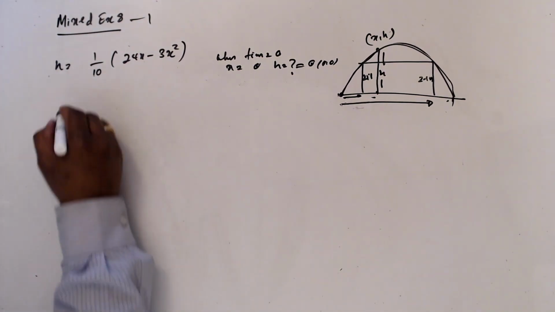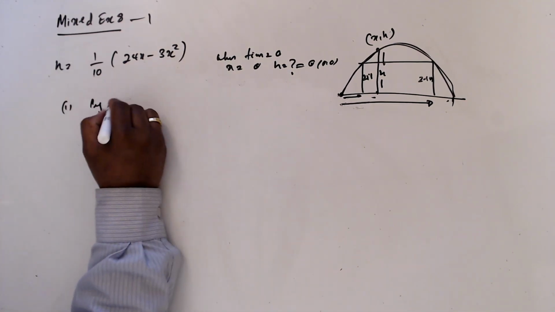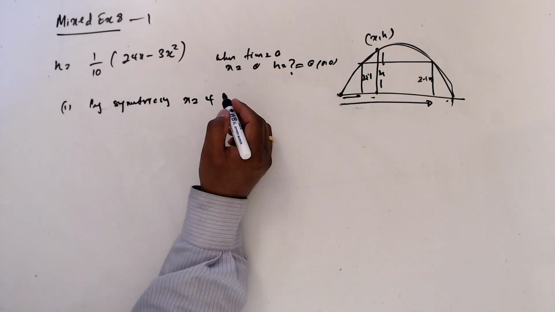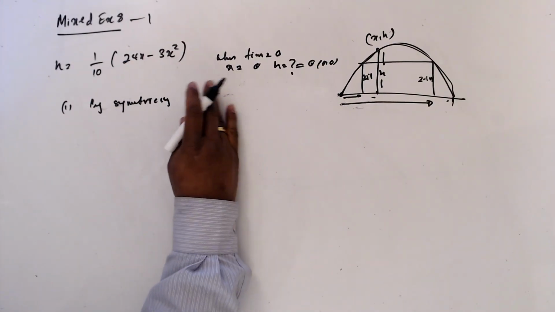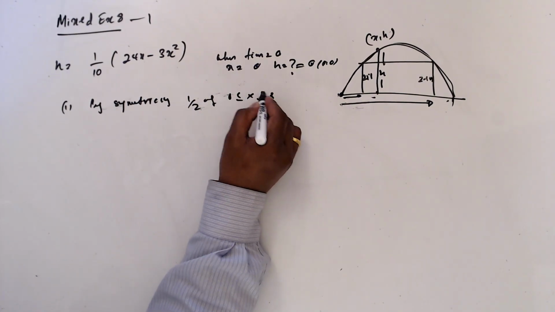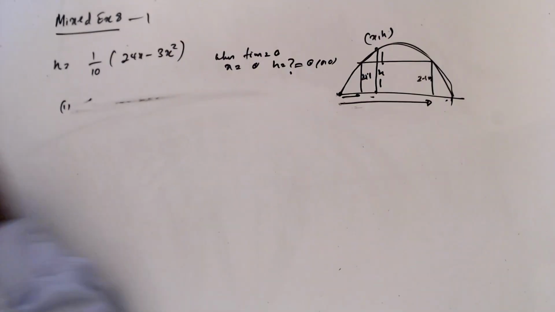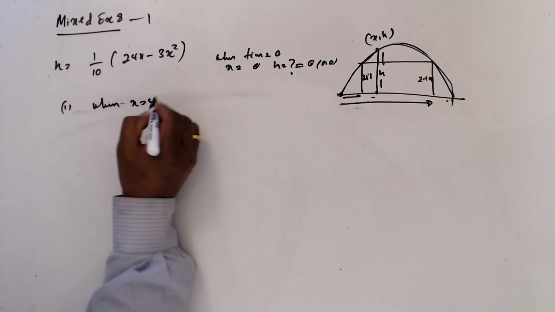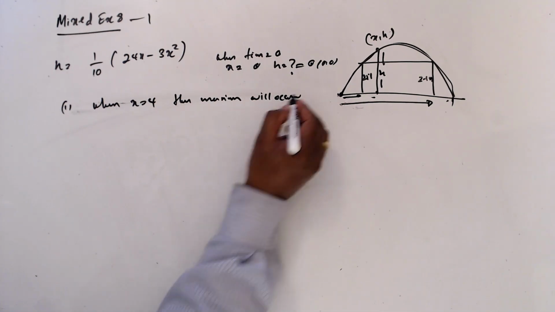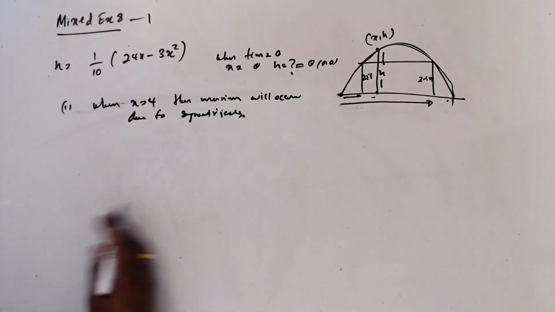Now we can do that one way by symmetry. The x value has to be, by symmetry, equal to 4, half of this distance, half of this interval. When x equals 4, the maximum will occur due to symmetry. So we will try to work this out in 2 different ways.